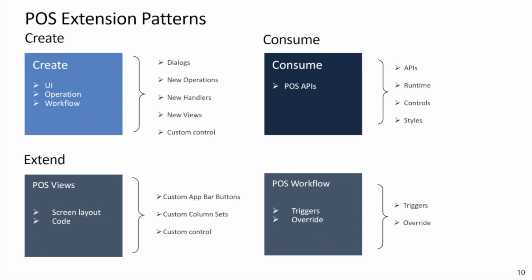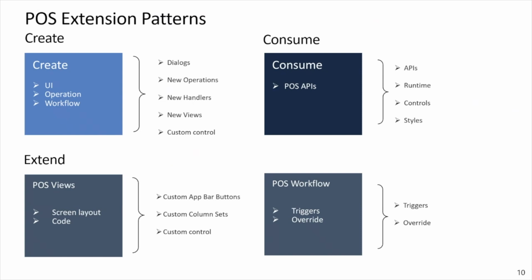Then the last pattern is extend, where you want to modify the out of the box functionality. Let me give you a quick example. Say there is a view, for example the product search view. In the search view, I want to add a custom column to show inventory information. Or in the product details page, I want to add a custom control and show additional information about the product. In this case, you are modifying the existing flow. That's why we call it extend.